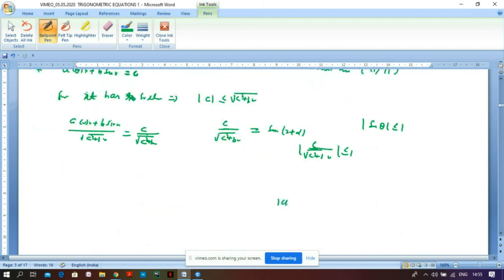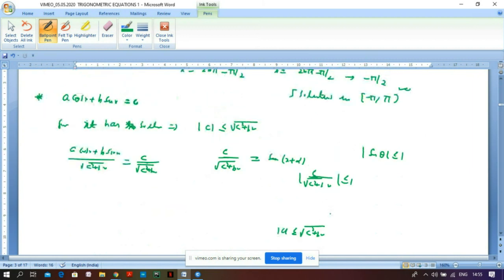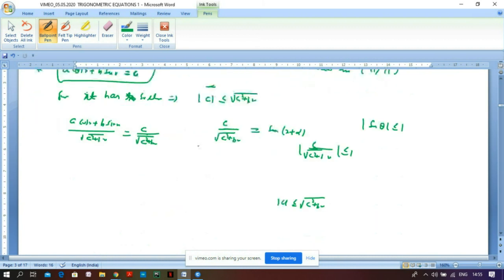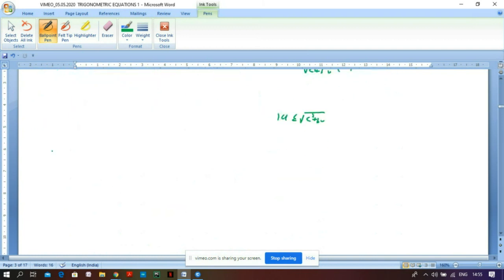So mod c less than or equal to root a square plus b square is a condition which is both necessary as well as sufficient for the equation a cos x plus b sin x equal to c to have real solutions. So to have real solutions, this must be satisfied. And once that is satisfied, we can always divide by root a square plus b square and we can solve. So we will take one example based on this.